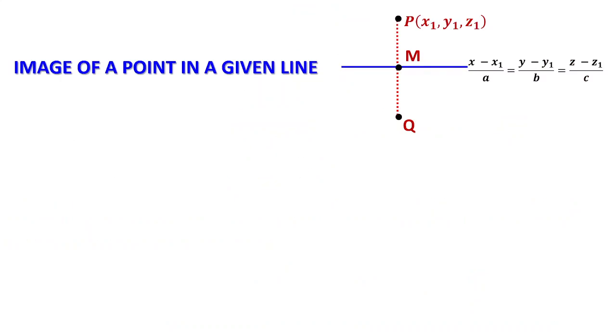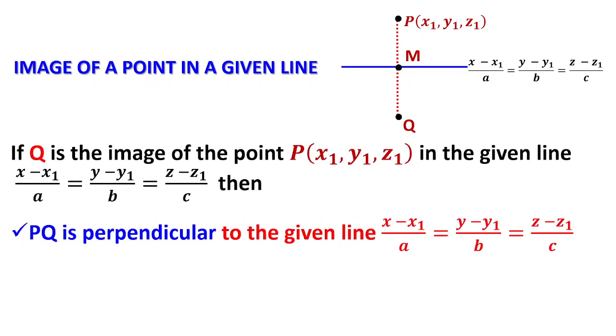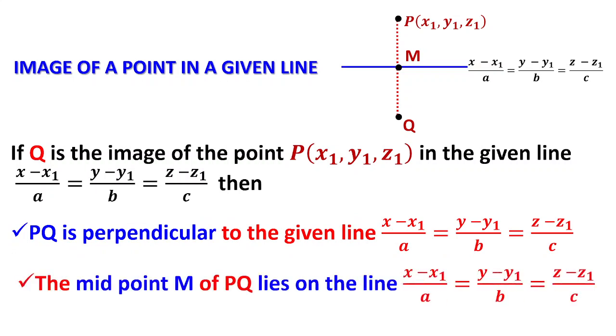Now let's go to the next idea called image. Image is an extension of foot of the perpendicular. If Q is the image of the point in the given line, then PQ is perpendicular and M will be the midpoint which lies on the line. Therefore, two things are there. One is PQ is perpendicular to the given line, that is, the line joining the point and its image is perpendicular to the given line. And the midpoint of the line joining P and Q will lie on the line.